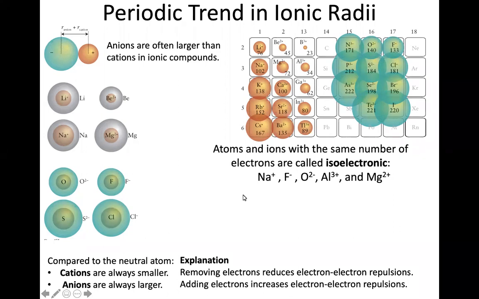If you look at your periodic table, sodium plus, the fluoride anion, the oxide anion, aluminum 3 plus, magnesium 2 plus. Take a second, look at the periodic table there. I think they are isoelectronic and they all have the same number of electrons. Look at your periodic table, see if that makes sense. See if you can figure out how many electrons each of these has.